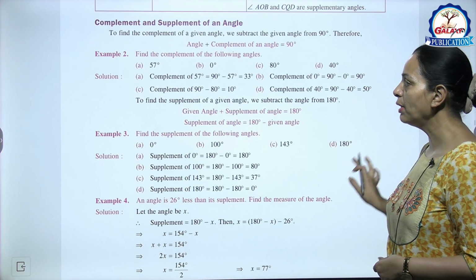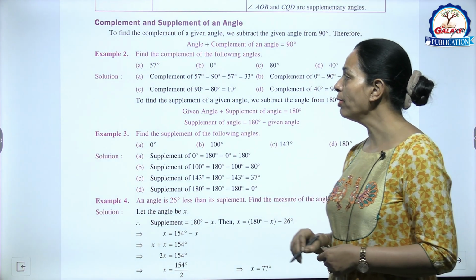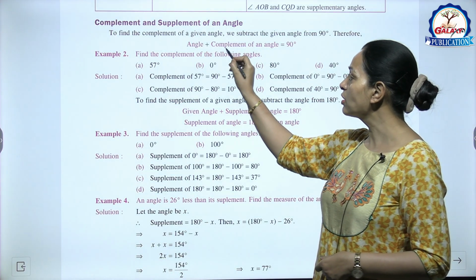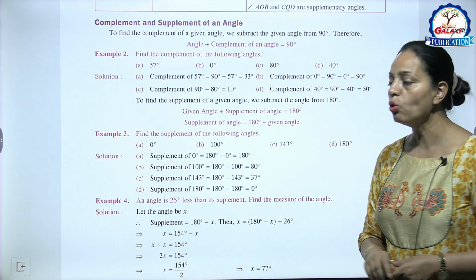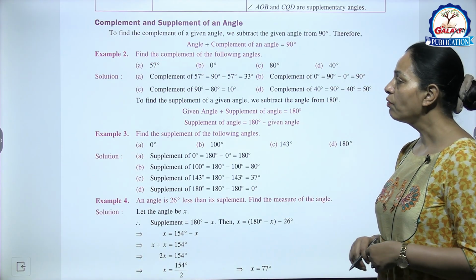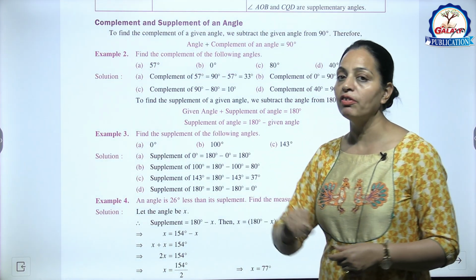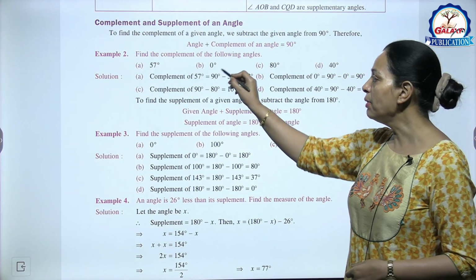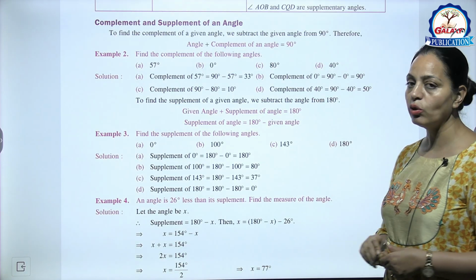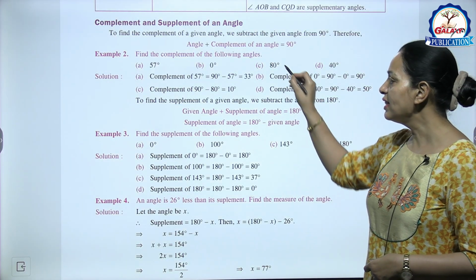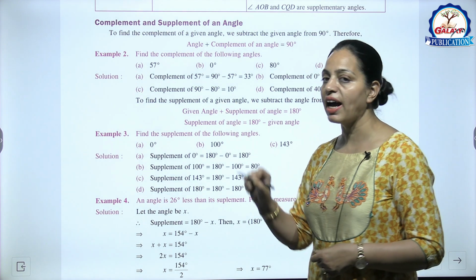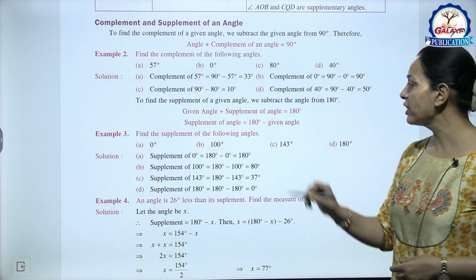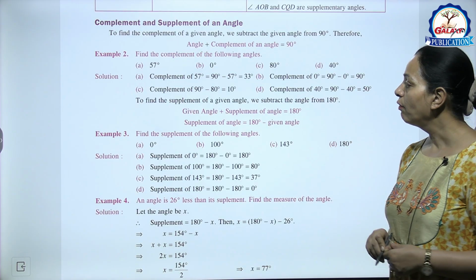Now complement and supplement of an angle. To find the complement of a given angle, we subtract the given angle from 90. See, angle plus complement of the angle is equal to 90 degrees. See example 2. Find the complement of these angles. A part 57 degree. So 90 minus 57, that is 33 degree. B part 0 degree. 90 minus 0 degree, that is 90 degree. C part 80 degree. Its complement is 90 minus 80, 10 degree. D part 40 degree. Its complement is 90 minus 40, that is 50 degree.